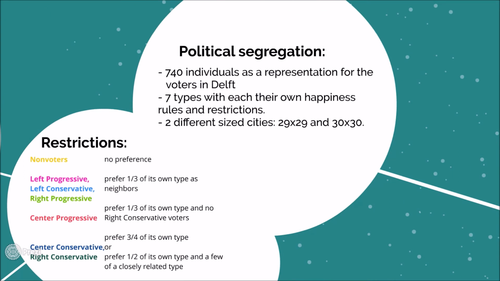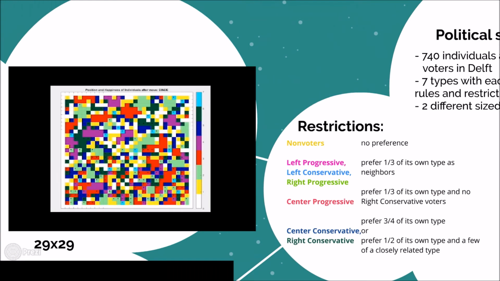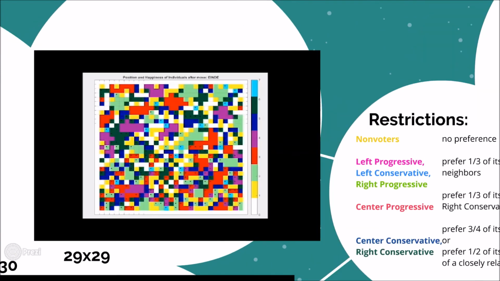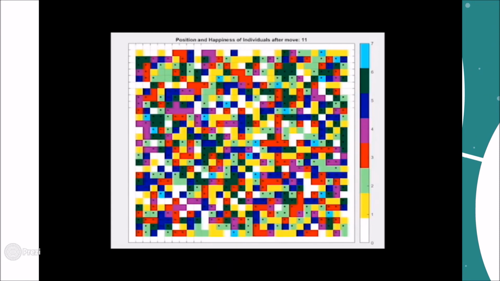740 individuals represent Delft's voters. We divided the 7 types as shown to you before, and the restrictions are as you can see right now. We decided to look at 2 different sizes of cities. This animation shows the process in a 29 by 29 grid. This means that there are 101 empty spaces left for the unhappy individuals to move to.